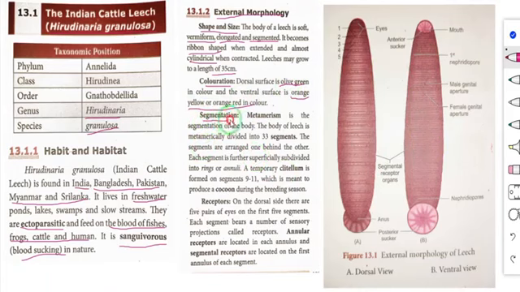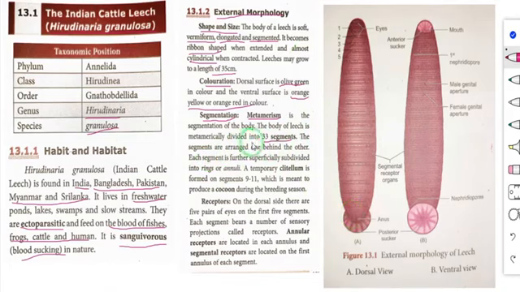Third external morphology is segmentation. Metamerism is the segmentation of the body. Metamerism means linear series of repeating parts. That is the arrangement. The body of leech is metamerically divided into 33 segments. So the body is divided into 33 segments: 1, 2, 3, 4, 5, and like that totally 33 segments are present.